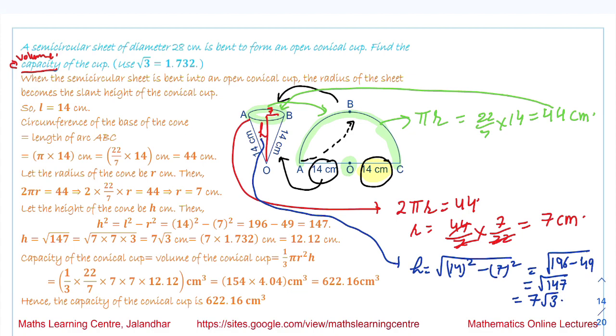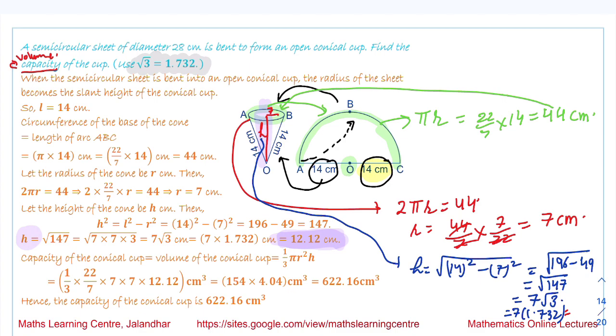And the value of root 3 is given over here as 1.732. So we are using this value and we get the answer 12.12 centimeters. So this is the value of h that we have obtained, that this height h is equal to 12.12 centimeters.